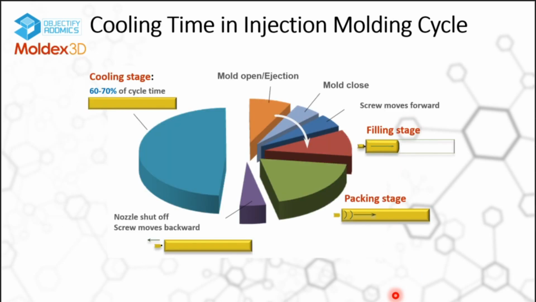Apart from this, cooling is also very important in cycle time. From the picture of injection molding cycle time breakup, you can notice that 60 to 70% of the time is cooling time. As we know, in this competitive market, time is equal to money. That is why optimization of cooling will not only improve product quality but will also save cost by reducing the cycle time. That is why conformal cooling is now widely used in industry.